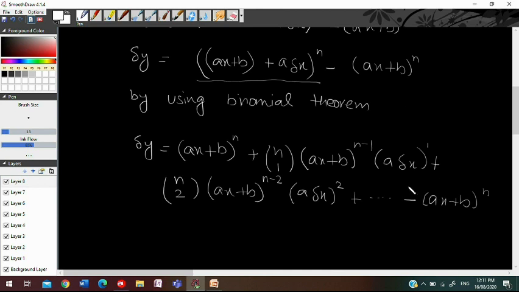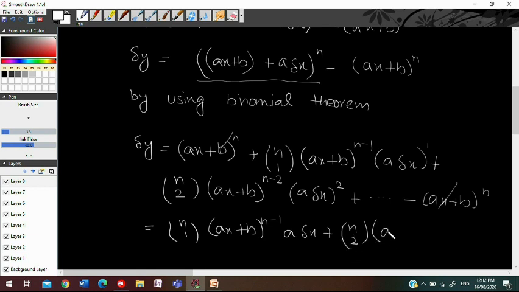Okay, now if we take this term, it is cancelled with this term, and simply we have nC1 (ax plus b) power n minus 1 a del x plus nC2 (ax plus b) power n minus 2 a square del x square, plus up to so on.